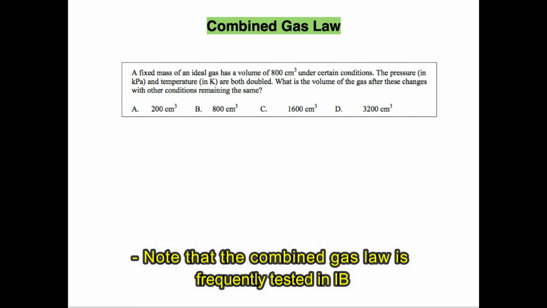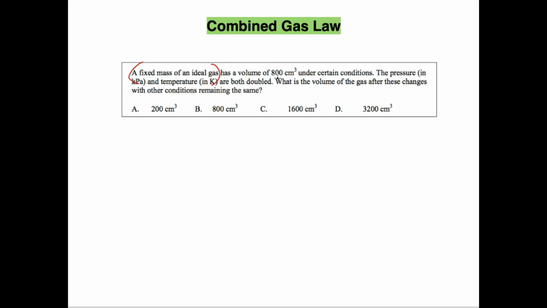Let's try this question. A fixed mass of an ideal gas, so this is the condition, has a volume of 800 cm³ under certain conditions. The pressure in kPa and temperature in Kelvin are both doubled. What is the volume of the gas after these changes with other conditions remaining the same? We can actually solve this question by using the combined gas law: P1V1 over T1 is equal to P2V2 over T2. This is the combined gas law.